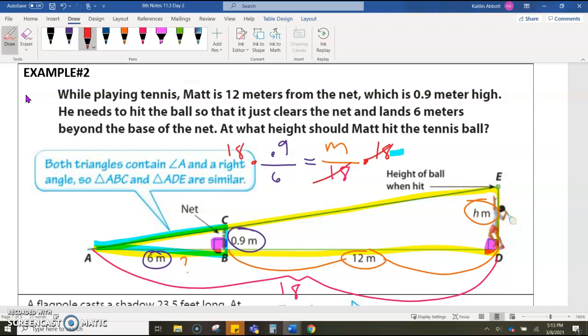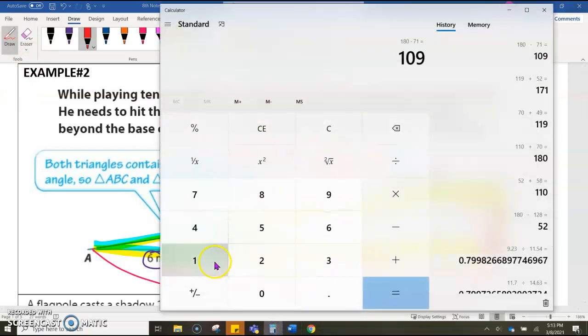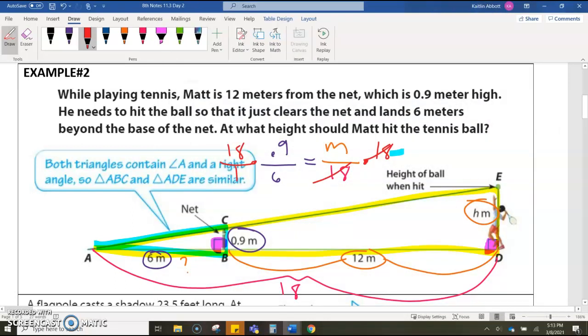Multiply by 18. All right, now you might be like, Ms. Abbott, what are we going to do? Well, we have to just multiply straight across. With fractions, you multiply straight across. That's 18 over 1. So I'm going to take 18 and multiply it to 0.9. So 18 times 0.9 gets me 16.2.